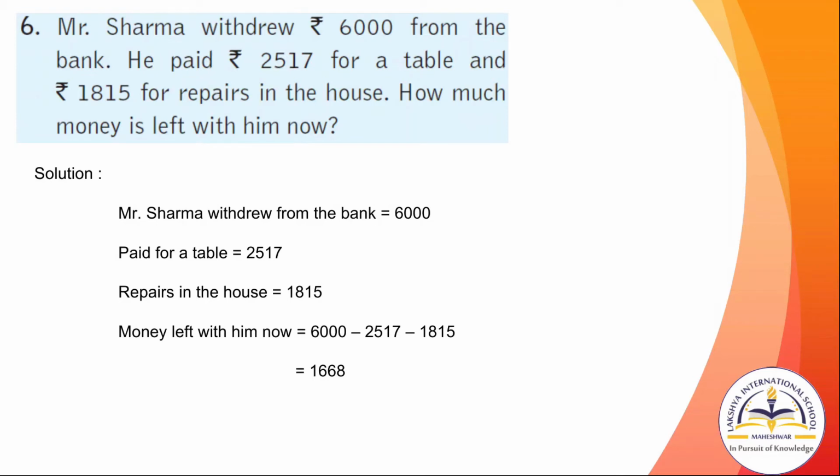Okay, so how much amount did he withdraw from the bank? That is 6000. Paid for the table, that is 2517. Repair in the house, that is this. Now we have to find the money left. So total money is 6000 and this is what he spent, means he spent this money on a table and for repairing his house. So we have to find the remaining amount. So we will subtract from 6000 minus 2517 minus 1815.